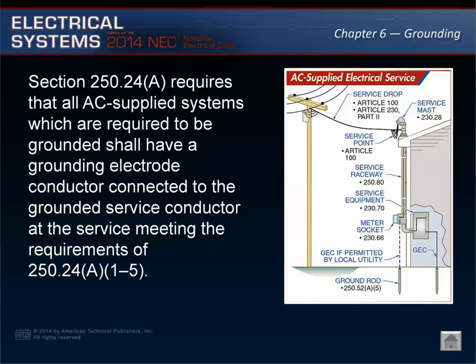Section 250.24(A)(1) requires that the system grounded conductor shall be connected to the grounding electrode conductor at any accessible point on the load end of the overhead service conductors, service drop, underground service conductors, or service lateral up to and including the grounded conductor terminal in the service disconnecting means.